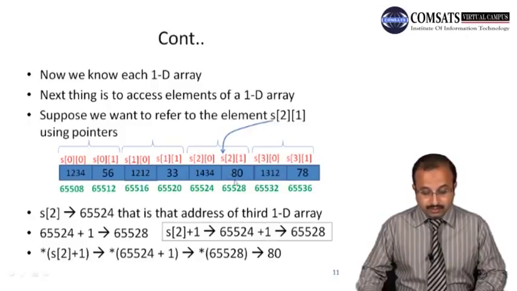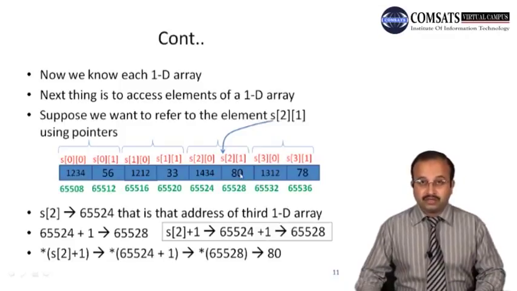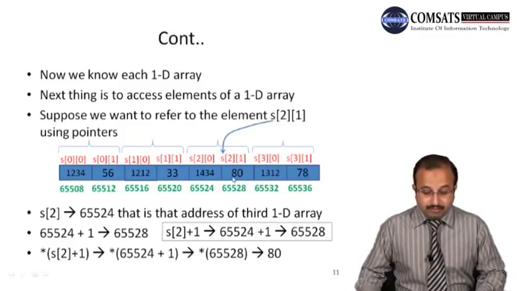So if we want to access the second element, ये जो हमारे पास एक 1D array है जिसमें दो elements आ रहे हैं, the first element is at the 0th index and the second element is at the 1st index. And if we want to access the second element, we will add 1 to the base address of the third one-dimensional array, and we will put the star, then we access the value at that address.